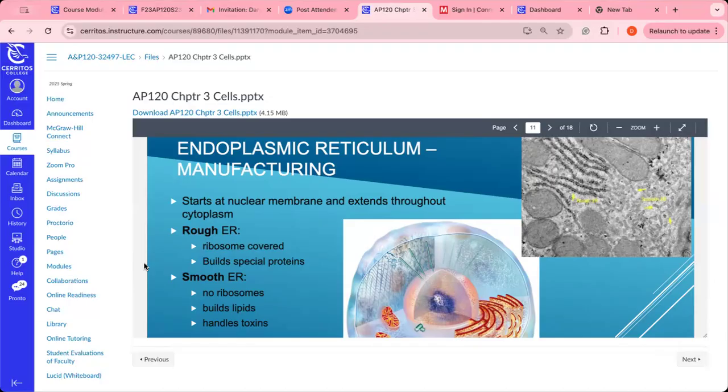Smooth ER doesn't have any ribosomes. That's why it's smooth ER, because it doesn't contain ribosomes. It's not covered with anything, but it builds lipids and it handles toxins.